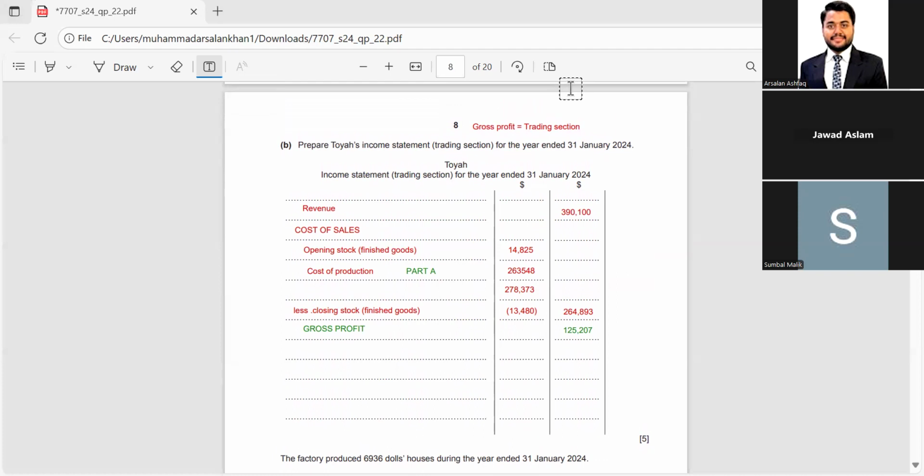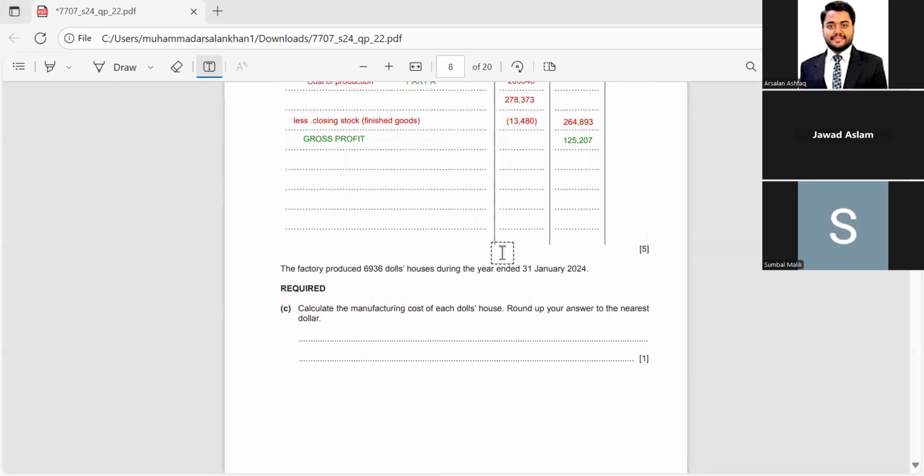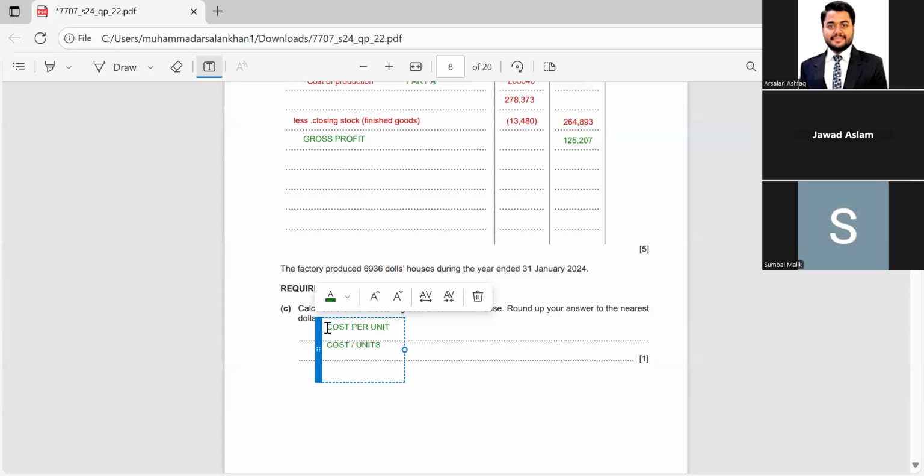Okay. Now see, next part they told us that the factory produced 6936 doll houses during the year January 24. Calculate the manufacturing cost of each doll house. Round up your answer to the nearest dollar. So देखो, cost per unit they are asking. They are asking us to calculate cost per unit. And we know the formula for cost per unit is cost divided by number of units produced. Cost upon number of units will give us cost per unit, right?